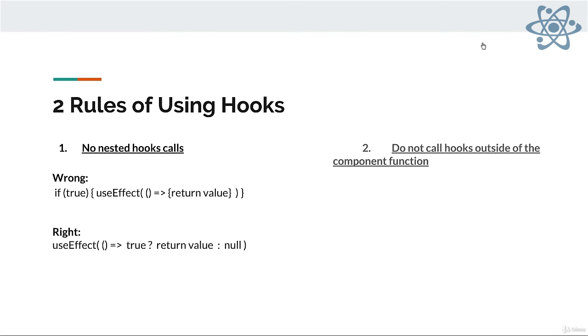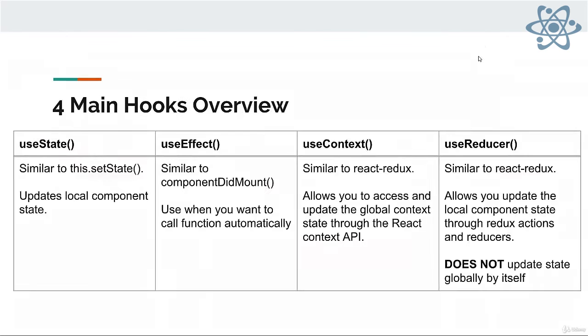So now we can discuss the 2 rules of using hooks. The first rule is that you cannot have nested hook calls. So the hook has to be the top level function that's called. You cannot put a useEffect hook inside of a function. You have to put the function inside of the useEffect hook. And the second one is you cannot call hooks outside of a function. I think this one's pretty self-explanatory. I'm not gonna insult your intelligence by writing an example.